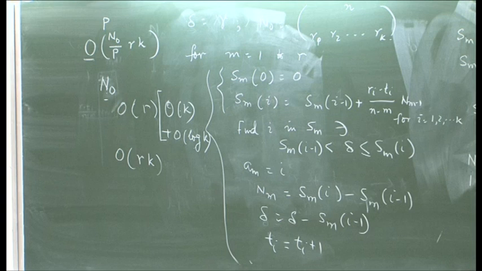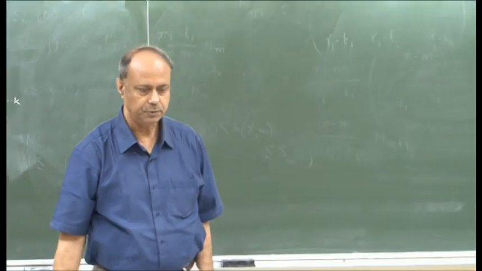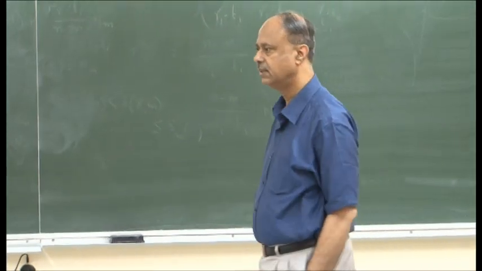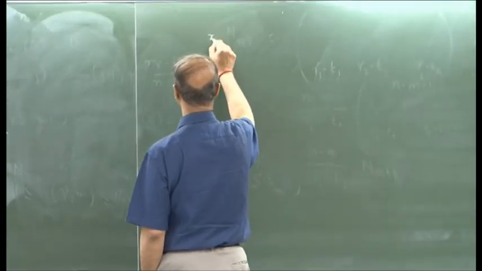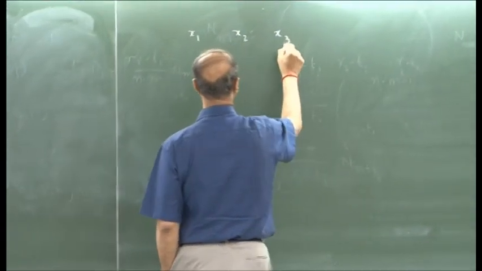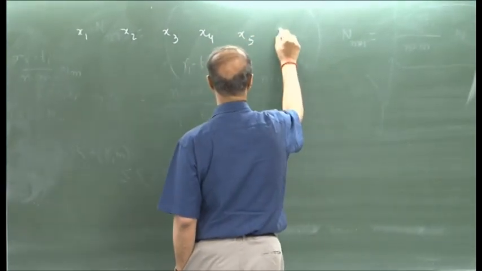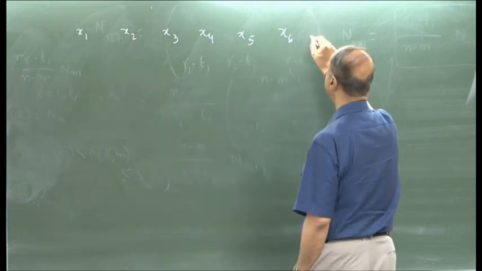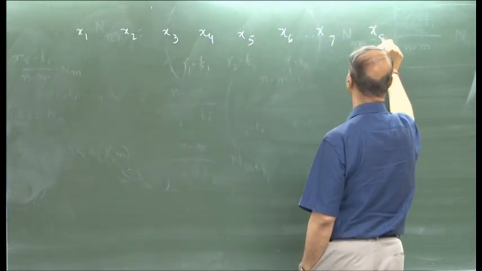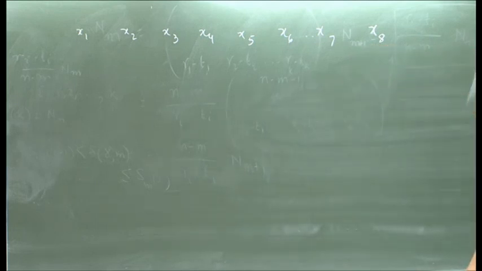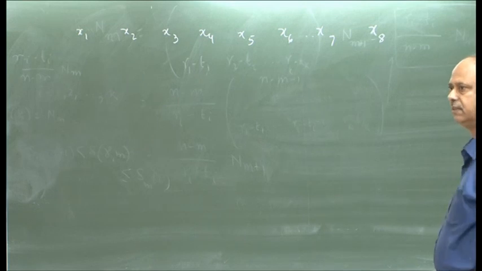Now you can improve the time complexity further by increasing the number of processors. Let us go back to our initial problem of finding the sum of n numbers. First we tried using n processors. So what happens? I have x1, x2, x3, x4, x5, x6. Suppose there are 8 numbers and I have n by 2 processors.